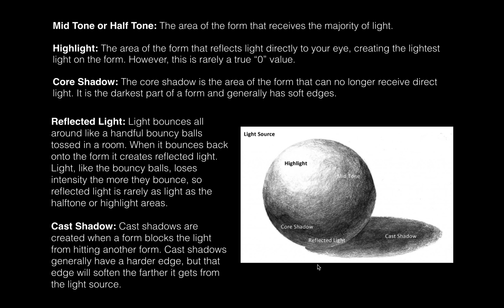And then on the other side of the extremes here, the highlight is the lightest extreme. On the darkest extreme, we have the core shadow. The core shadow is the area on the form that can no longer receive direct light. It is the darkest part of the form and generally has soft edges, and that's really important.